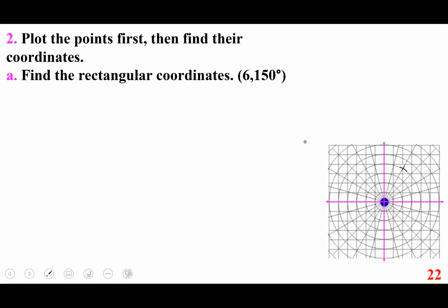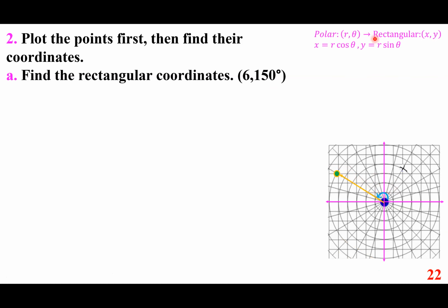Plot the points first, then find their coordinates. Part A, find the rectangular coordinates for this case, 6 and 150 degrees. First, with the case of polar, you go with r, comma, theta. You come up with theta and then r. So in this case, you go 150 degrees, and then you go 6 tick marks. One, two, three, four, five, 6. That's the location.